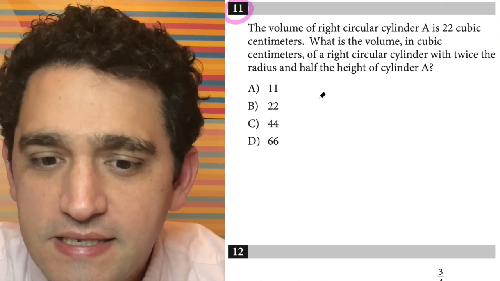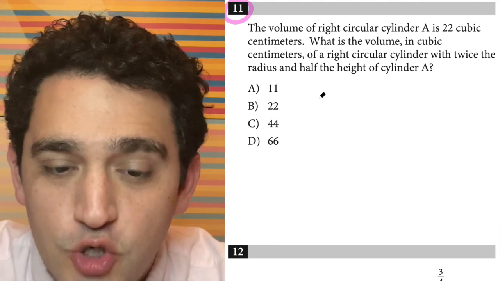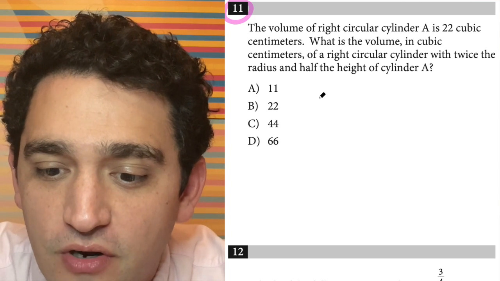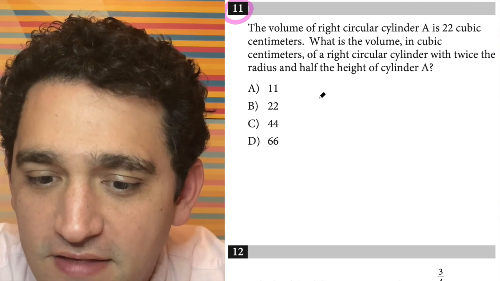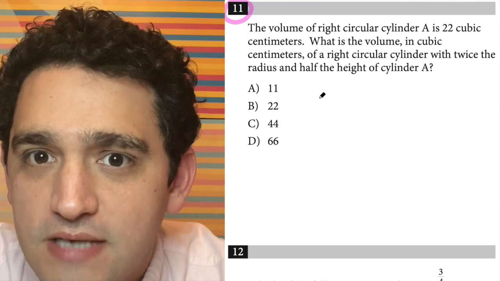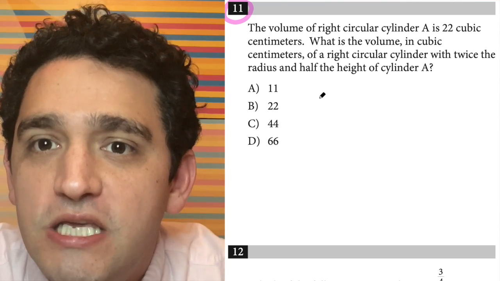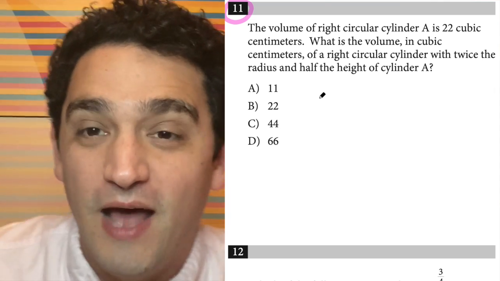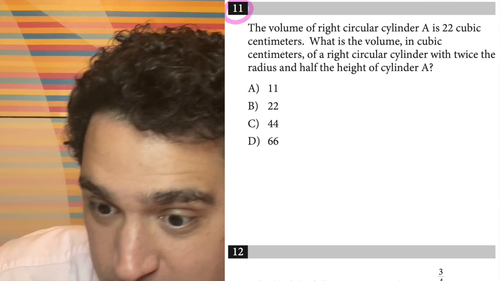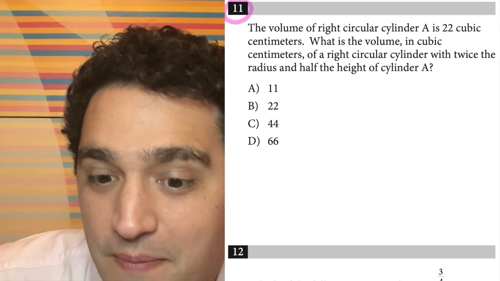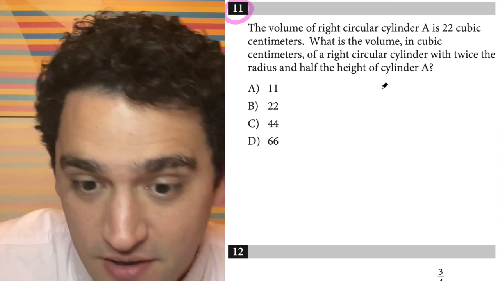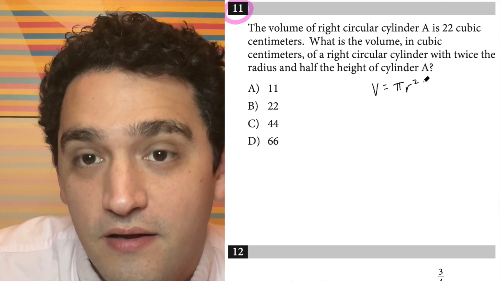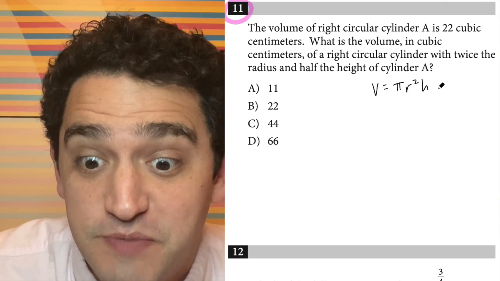The volume of right circular cylinder A is 22 cubic centimeters. What is the volume in cubic centimeters of a right circular cylinder with twice the radius and half the height of cylinder A? Sounds complicated, but don't forget, they do give you the formulas for certain geometric problems, and one of them is the volume of a cylinder. You'll see at the top of the test that the volume of a cylinder equals pi r squared times h, r being radius, h being height.